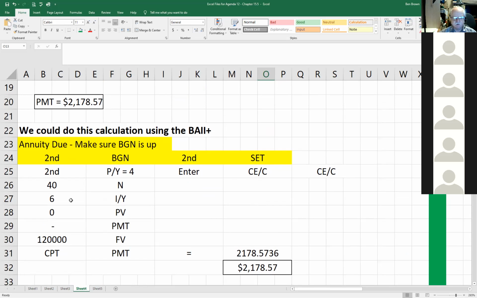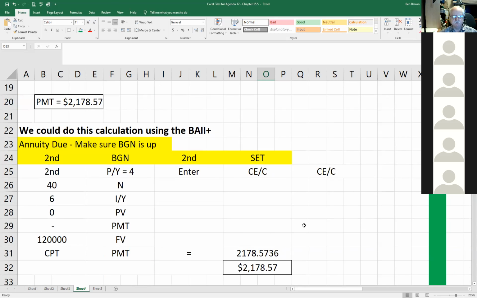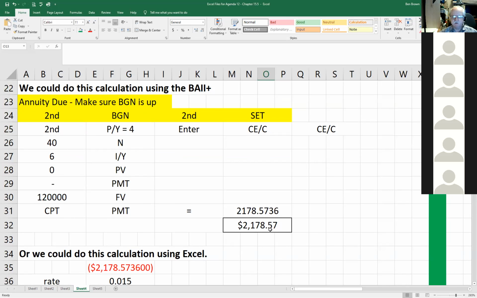The interest rate is 6%. We don't know the present value. We don't know the payment, or we know the present value is 0. We know the future value is 120,000. We compute the payment. We come up with the same answer. In this case, we're not rounding it to the closest dollar.